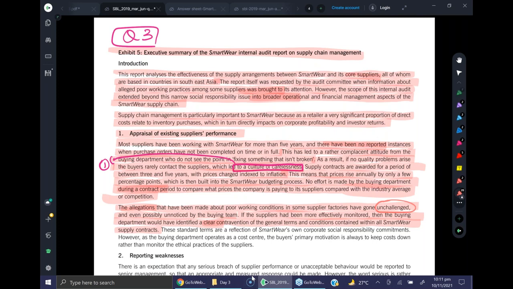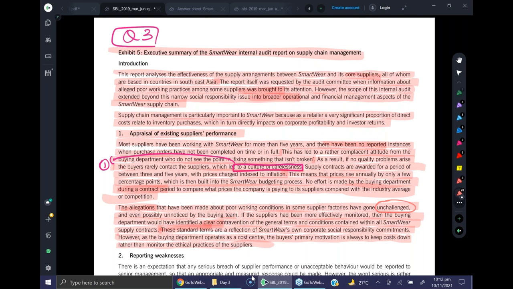These standard terms, the contract terms, are a reflection of smartwear's own corporate social responsibility commitment. So they have added in the contract terms their own social responsibility and integrity element. They'll have to keep up with it. However, as the buying department operates as a cost center, the buyer's primary motivation is always to keep costs down rather than monitor the ethical practices. So do you think you will be able to exaggerate or maybe make it a little dramatic by saying that it has both ethical as well as strategic implications? So this control system is absolutely not effective. The working condition situation. So what do you suggest?